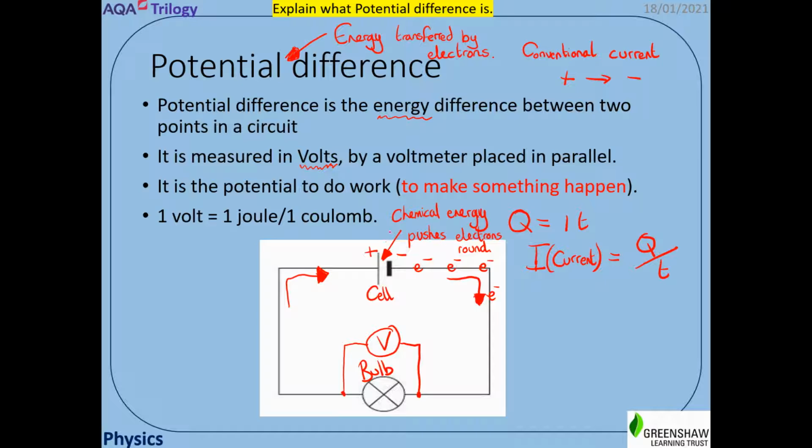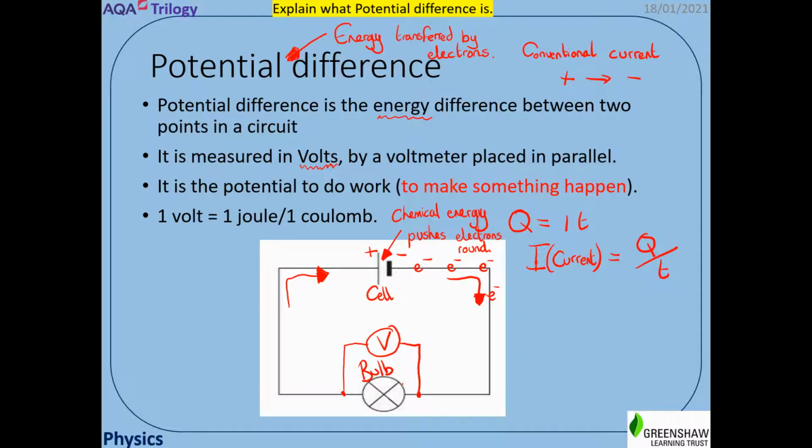Now, as these electrons move around the circuit, they have energy that has come from the cell, and that can be transferred to components in the circuit. And that happens by work being done. So we've got chemical energy, it's being transferred to electrical energy, is being transferred to light and heat energy.